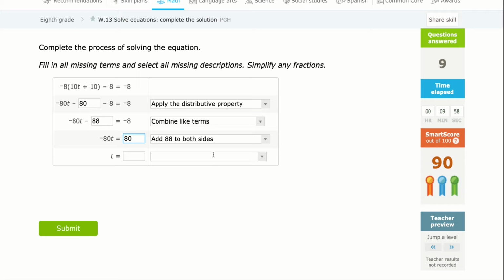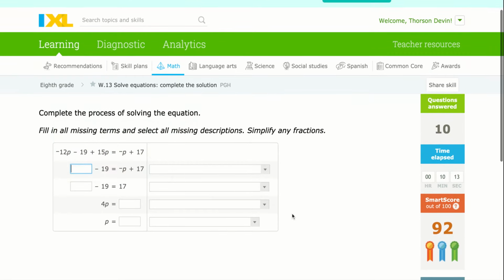And then what do you think the last step would be? Well, obviously it's going to be divide by -80, which will give us a -1. Again, it's just walking through it. I really like this because it's going to really help you to think about the steps in solving an equation.